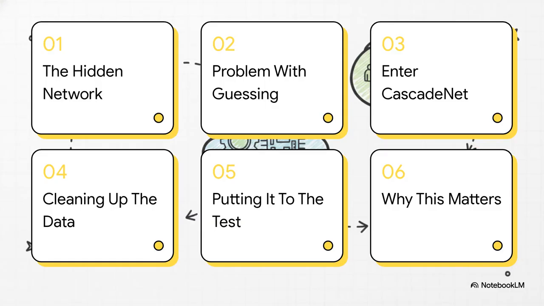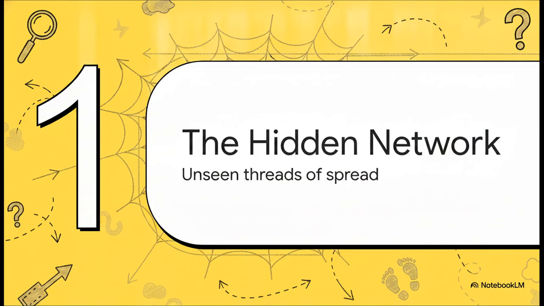Okay, so here's our roadmap for today. We'll look at the hidden influence network, the problem with guessing, and then introduce CascadeNet. After that, we'll talk about cleaning up the data, put it all to the real-world test, and wrap up with why this actually matters for you. All right, let's kick things off with Section 1, the hidden influence network.